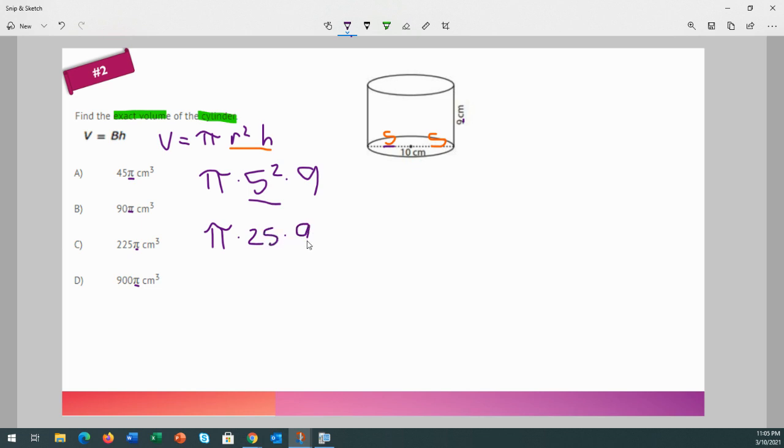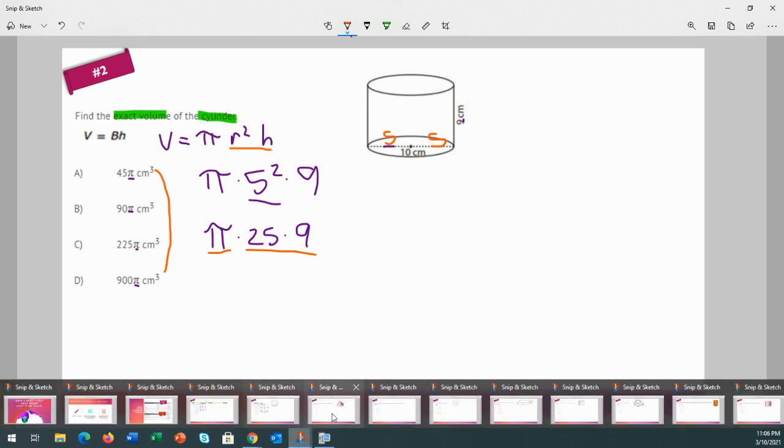times 9. Okay, and once again, this is where I'm going to leave you. You need your calculator. If you can punch in 25 times 9 and get that amount and stick the pi symbol to it, you will easily identify the correct answer here from your list of options.